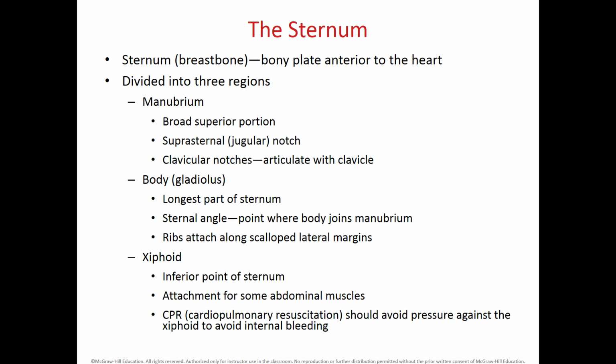It will be divided into 3 major regions: the upper region, which will be called the manubrium, and in the manubrium you have a notch that you can feel at the bottom of your neck anteriorly, that is called the suprasternal or jugular notch. And then on the sides of the manubrium you have the clavicular notches that help to form a connection with the clavicle.